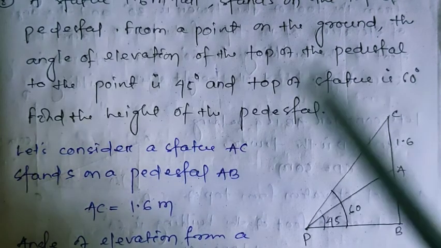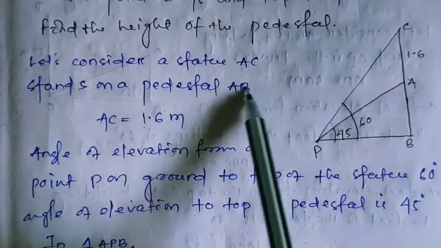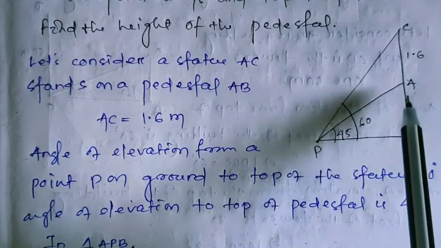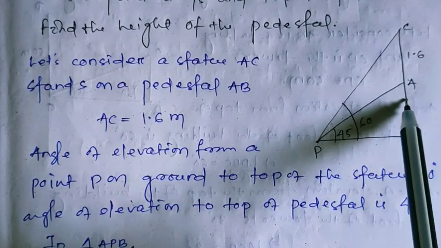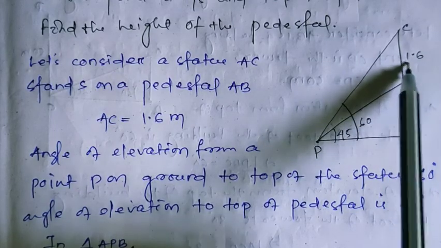Understand up to this? Okay, I have written here what is given. Let us consider a statue AC which is situated on a pedestal AB, and the height of the statue AC is given.